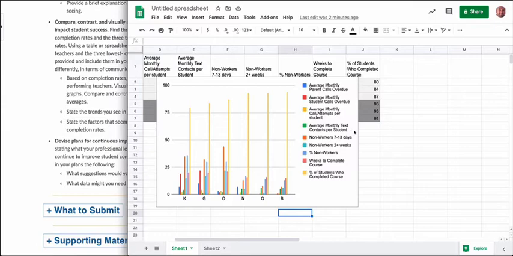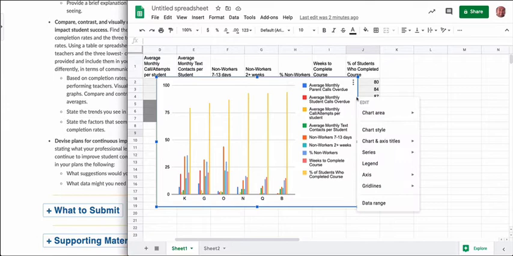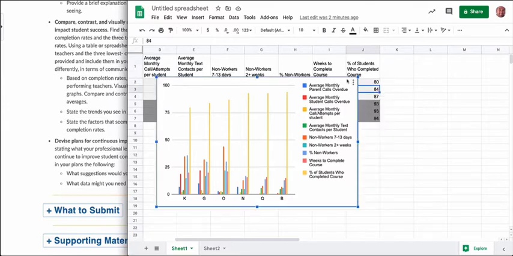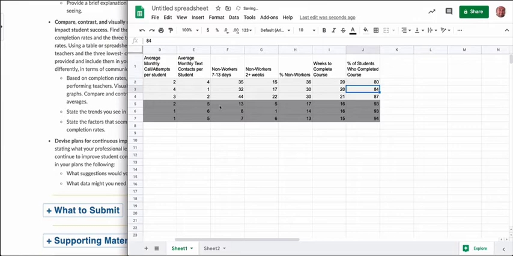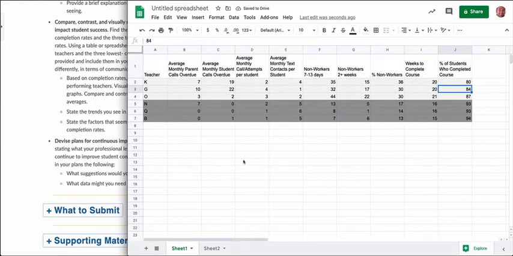So if we go back, I want to delete this for a minute. Let's look specifically at a couple points. So I got rid of that. If I go back to my table and I look at a few things, I look at the average monthly parent calls overdue. And there are some abnormalities or outliers in this. Notice that teacher N had 7 parent phone calls overdue while Q and B had 0. But that teacher still had a pretty high percentage of completion rate.